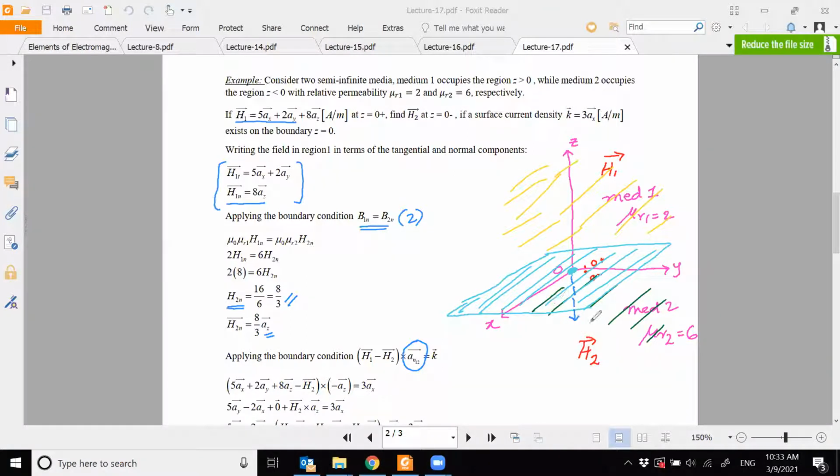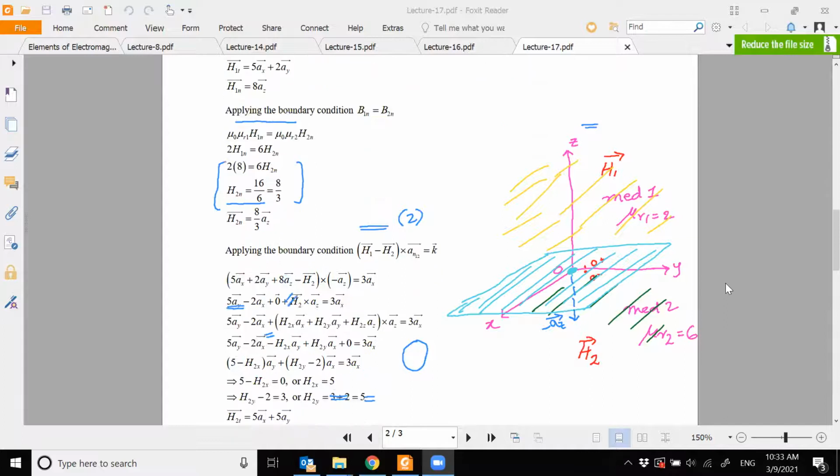So what is this in our problem statement? Which unit vector is this one? Minus AZ. Okay. So therefore AN12 in our case is minus AZ, and it is equal to K bar. Our K bar is given to us as 3AX, so put the 3AX here. And now what we need to do is simplify. That's it. This is the one. So if you simplify it, come see here.